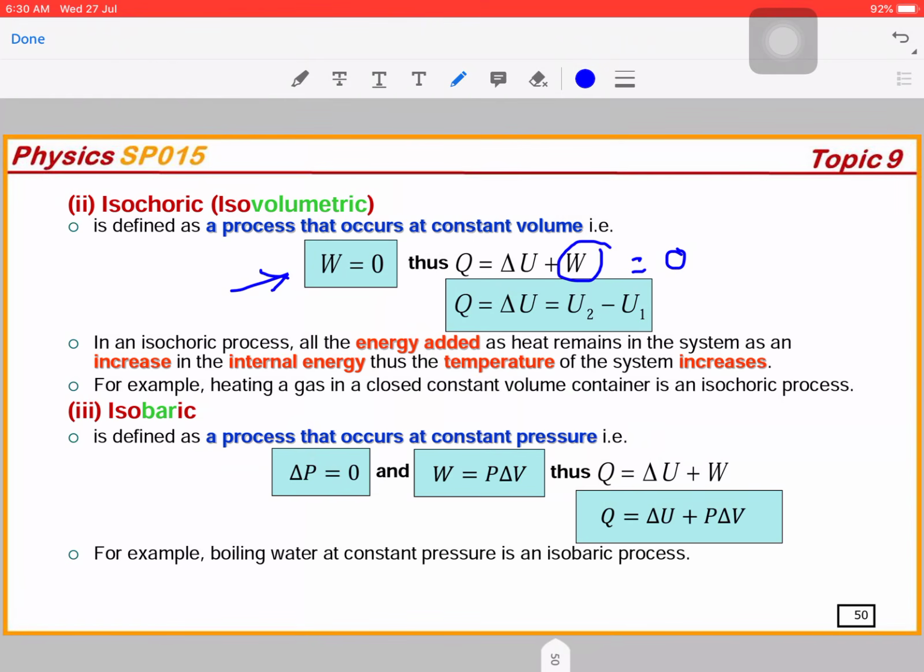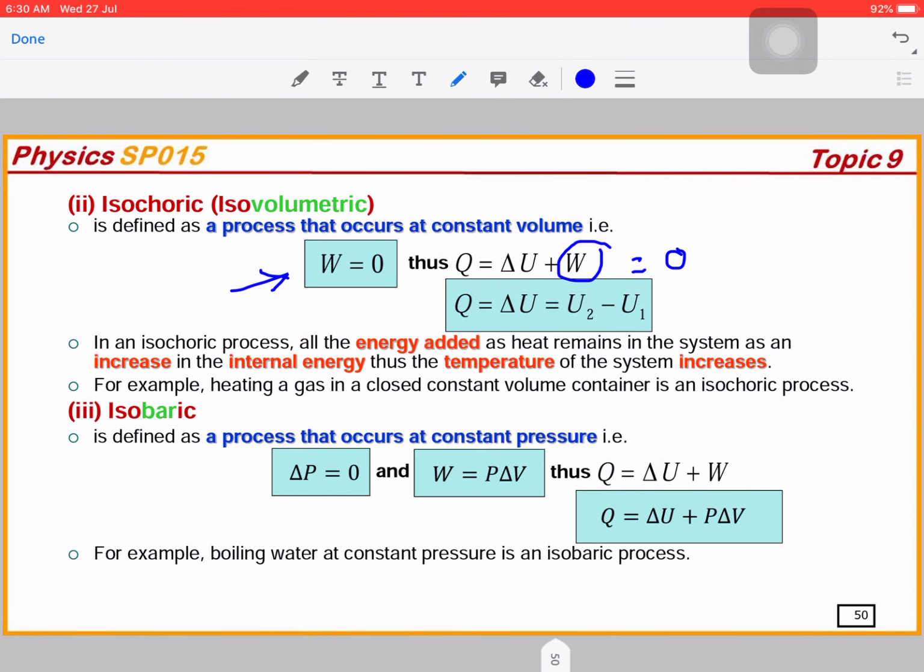For example, heating a gas in a closed constant volume container is an isochoric process. Okay, for example, you close a container, what is it? Pressure cooker, right? You just give the extra energy or heating, but there is no change in volume. So what happens inside is the temperature inside is increased.